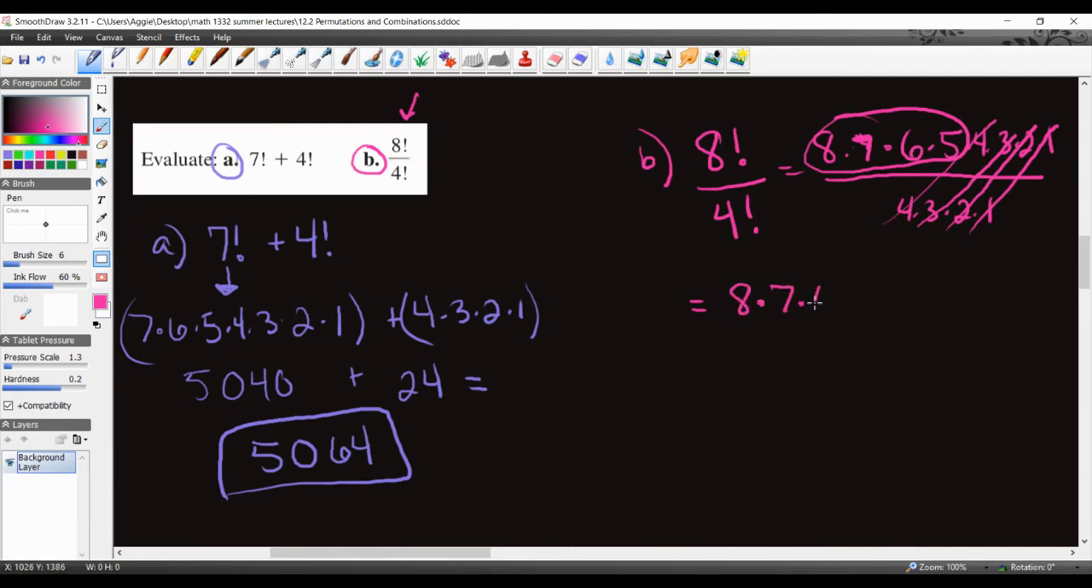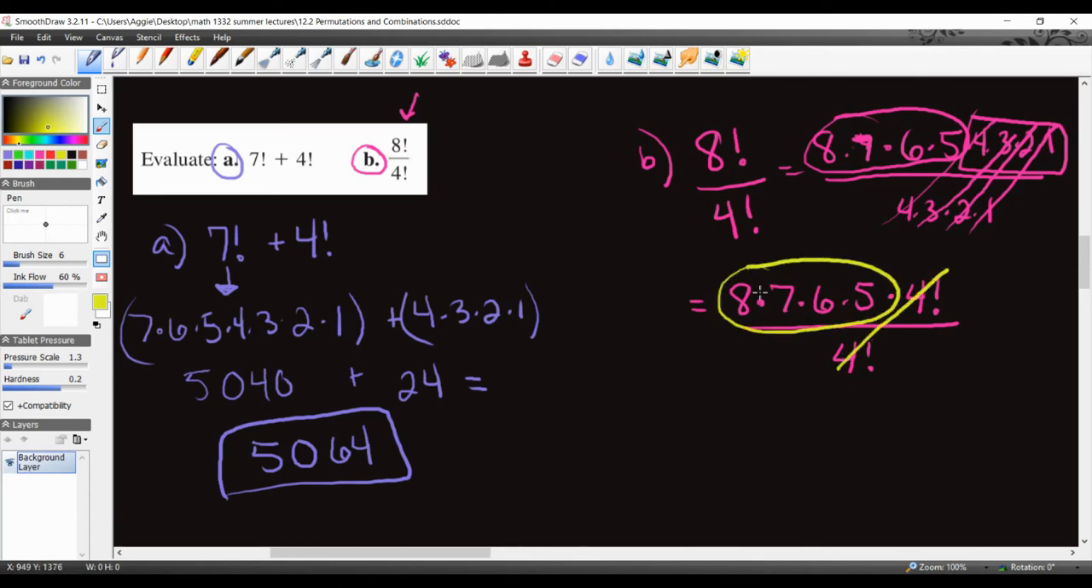So 8 times 7 times 6 times 5. And then instead of writing 4, 3, 2, 1, we just put 4 factorial, because 4 factorial is in fact all of this, over 4 factorial. And right away you can see that these are going to give me that 1, and you're left with the same thing, 8 times 7 times 6 times 5. And then that's all we have to calculate. So let me do that real quick. And I'm getting 1680 for that.